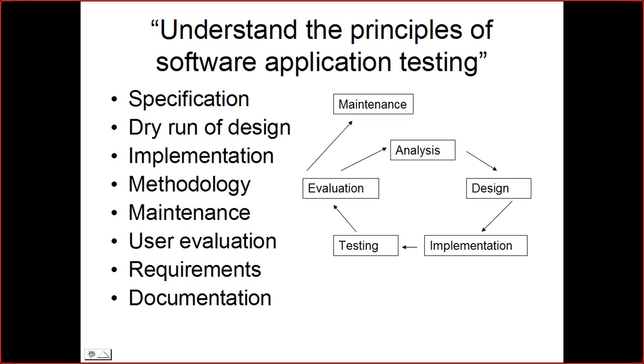They fulfill each of the different stages. So you can see that you've got specification listed first, that's within the analysis section. A dry run of the design, i.e. testing the design out, that's part of the design section. Obviously the implementation is the implementation. Methodology is what we now call testing. Maintenance is there on the screen on the cycle. User evaluation, requirements and documentation all come under the evaluation analysis of version 2.